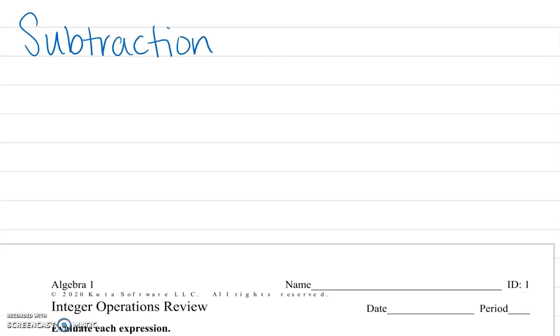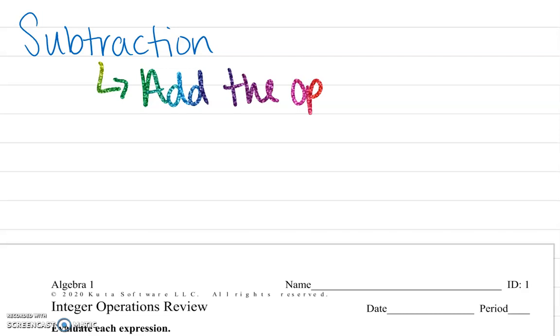Subtraction is no longer in our vocabulary. When we see subtraction, we are automatically going to think add the opposite. And we're not going to just think it, we're going to actually write it. Every time you see what we would have called subtraction before, you're not even going to say minus anymore. You're going to say add the opposite. And I want you to actually write that out when you do that.